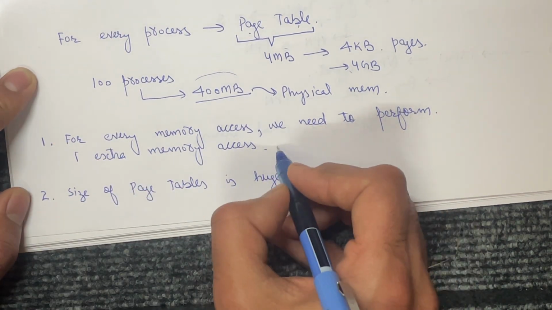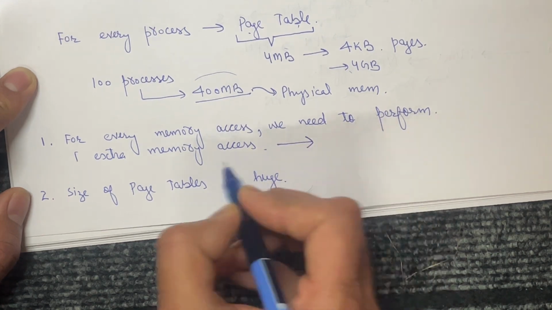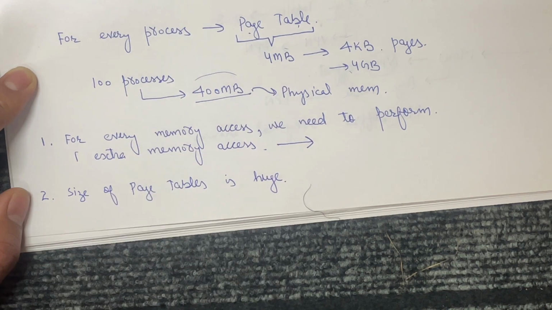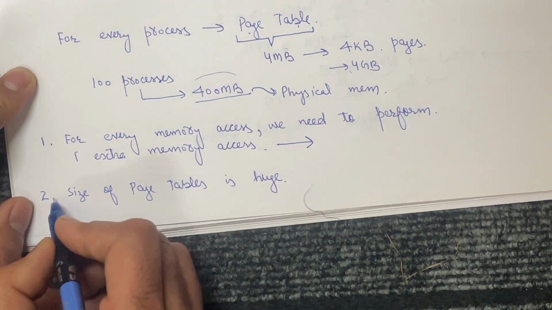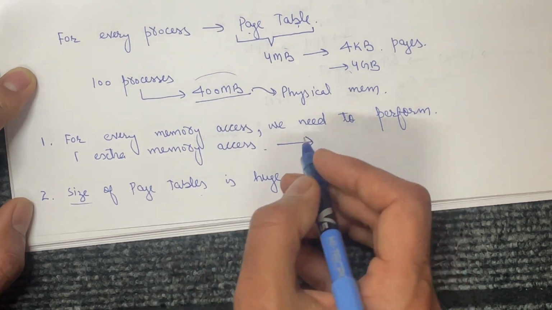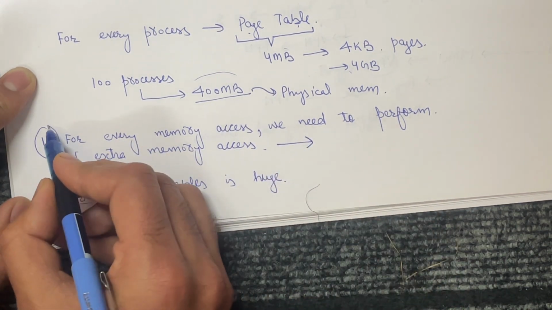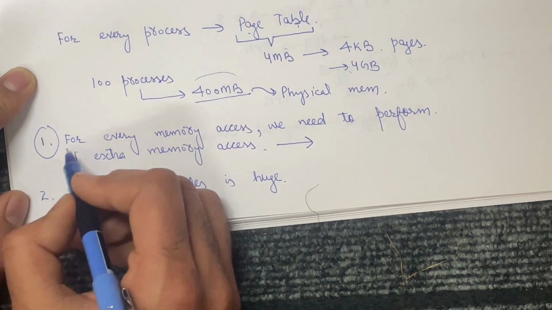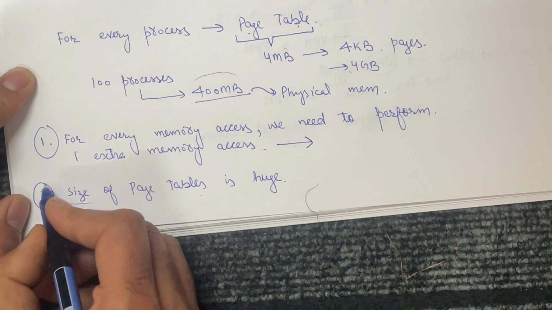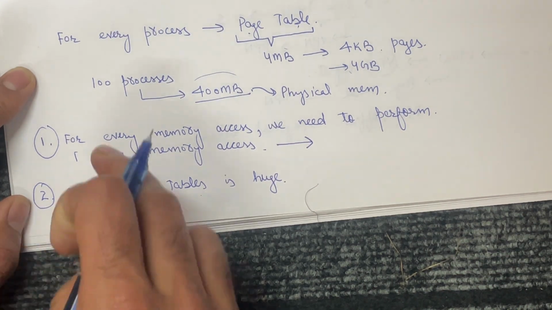So first we will see how we can decrease this extra memory access in the paging scheme. The second solution will be how we can decrease the size of page tables. So first we will see the first part. We will provide the solution for the first limitation, then we will provide the solution for the second limitation. So let's first discuss the first part.